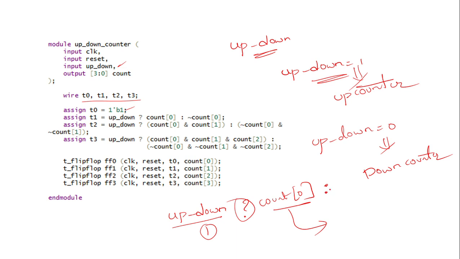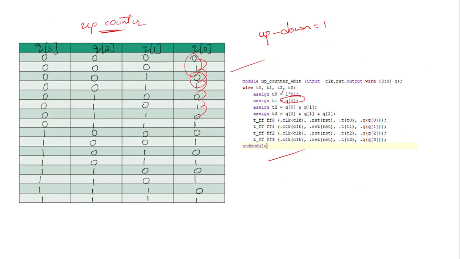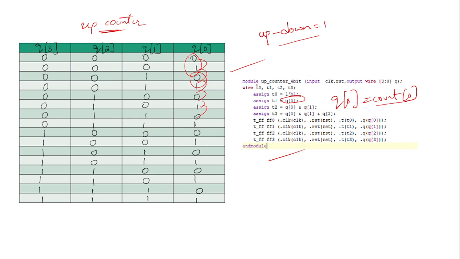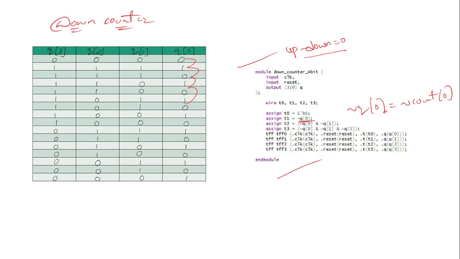It is like an if condition: if it is equal to 1, this is going to be your output. Else, this represents the else. If it is not equal to 1, then it is equal to 0. If it is equal to 0, then your output is invert of count of 0. Here we can simply use, if up_down is equal to 1, direct Q of 0. Q of 0 is nothing but count of 0, which I represent in the up-down counter. Invert of Q0 is nothing but invert of count of 0. If up_down is equal to 1, your count of 0 acts like an up counter. If up_down is equal to 0, it acts like a down counter.